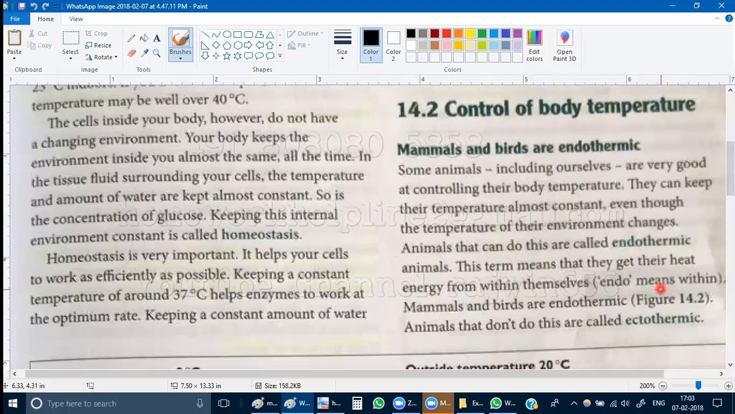Endo means within. So if the outside temperature is very low or it's cold, then our body will generate sufficient heat in our cells and will maintain the temperature. Mammals and birds are endothermic. Animals that do not do this are called ectothermic. Snakes are given as an example of these.